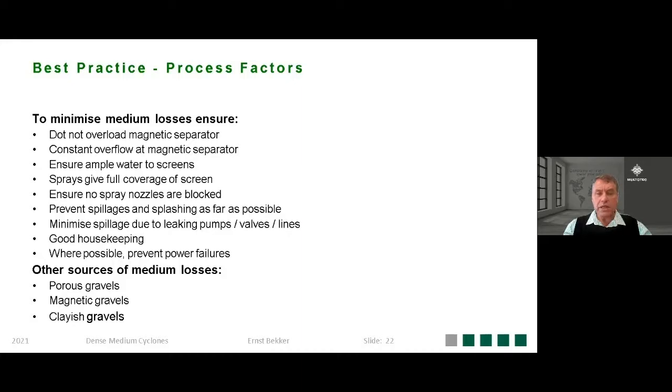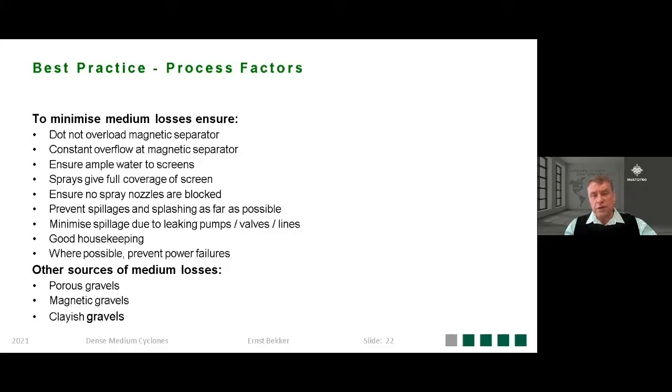Minimize spillages, leaking pumps. Prevent spillages and splashing as far as possible. Yes, good housekeeping. That will help to save media. And then wherever possible, power failures. That's now relevant to applications or processes in areas where they do experience power failures on a regular basis. So that's not applicable to all the plants.